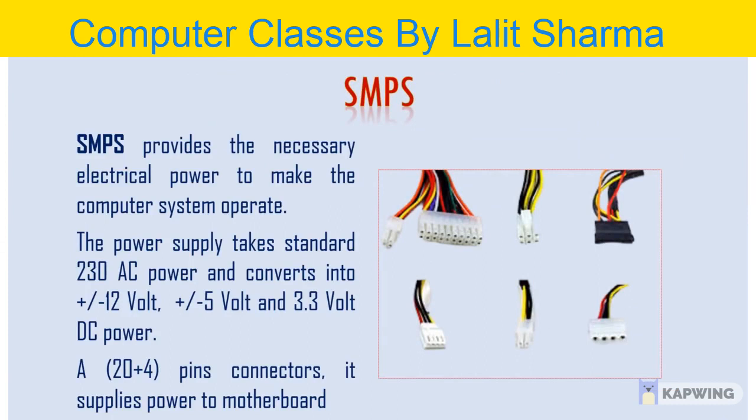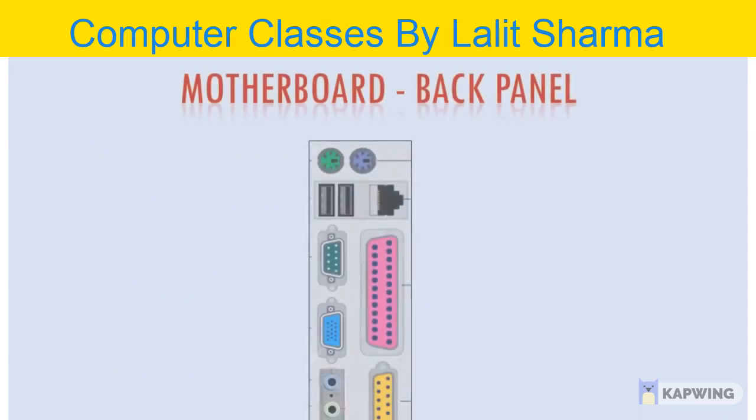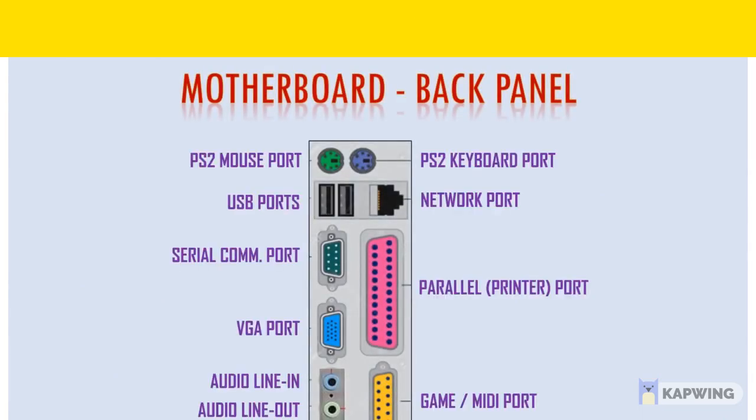The power supply takes standard 230 AC power and converts it into plus or minus 12 volt, plus or minus 5 volt, and 3.3 volt DC power. 20 plus 4 pin connectors, which supply power to the motherboard. Typical back panel of a computer shown here. This may ease understanding.